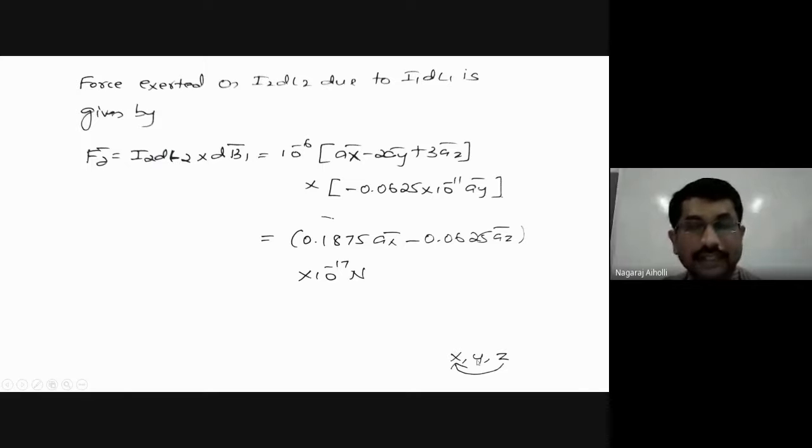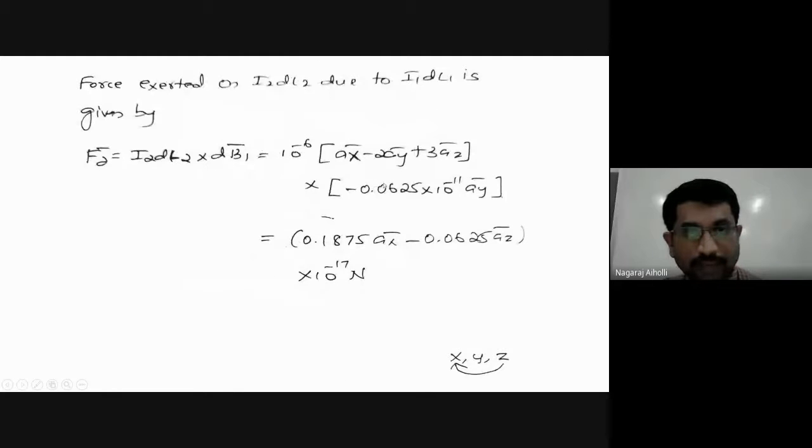Suppose if you take Y to X, it will be minus AZ, like that. So this will be minus. Minus here and then minus here, both will be plus. So you will get 0.1875 AX bar minus 0.0625 AZ bar into 10 raised to minus 17 Newton. This is how we solve the first part of the problem.